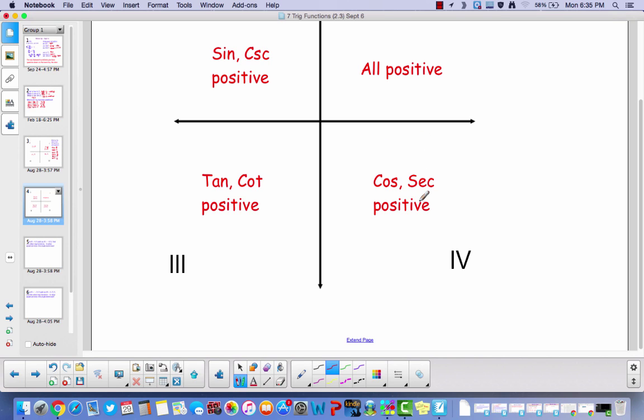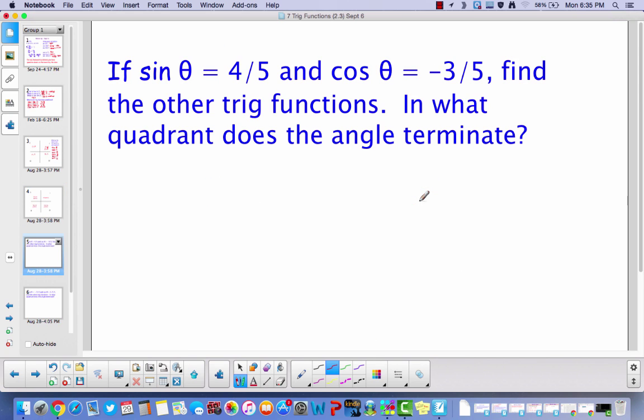This is important to know because when we are given angles in quadrants, we sometimes have to determine what the positive and negative values are. So let's take a look at an example. All right, so sine of theta is 4/5 and cosine of theta is negative 3/5. It says find the other trig functions and in what quadrant does the angle terminate.